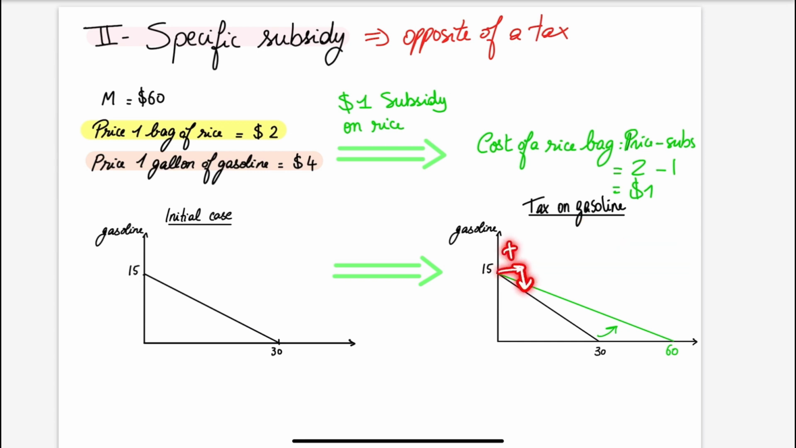And that's a wrap. So we've just examined how different policies like taxes and subsidies can influence our budget constraint.